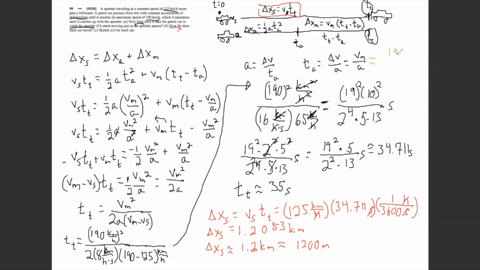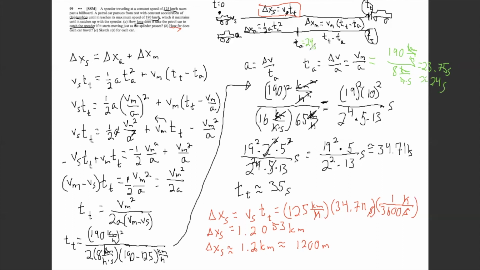We know that TA is the maximum, which was 190 kilometers per hour, over A, which was 8 kilometers per hour per second. So kilometers cancel, hours cancel. We're left with seconds. And we have 190 over 8, which is 23.75 seconds, or about 24 seconds. So that's about what that time is.